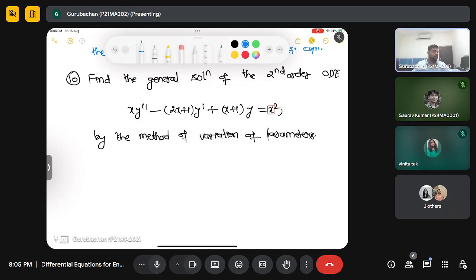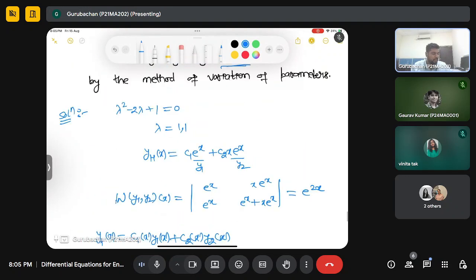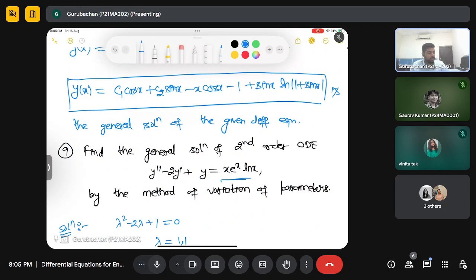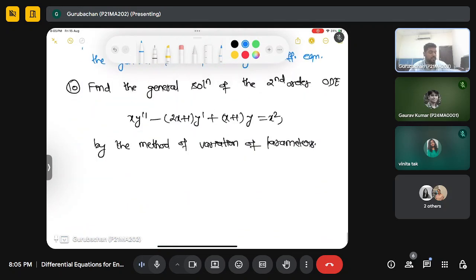In the earlier two questions, we were given a standard form like y double dash plus, where its coefficient is 1. Another form has some p(x) or q(x) that are constant. But here we have been given x times this one. So what should we do first?